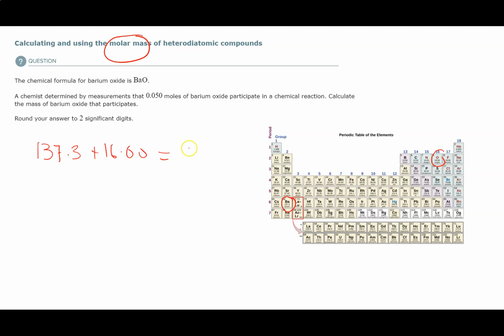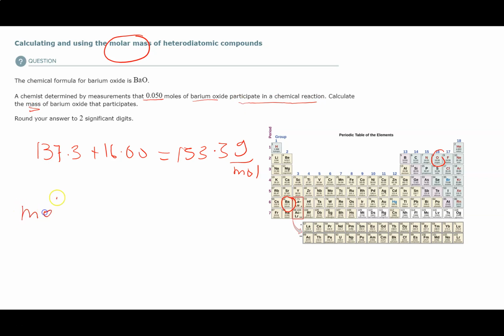So what do we end up with? 153.3 grams per mole is the molar mass for barium oxide. So we'll keep that in mind, and we'll put that to one side. And then it says a chemist determined by measurements that 0.05 moles of barium oxide participates in a chemical reaction. Calculate the mass of barium oxide that participates.